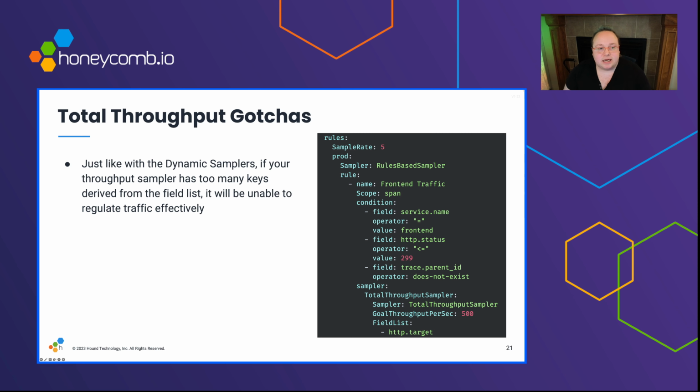Because just like with the dynamic samplers, if you have too many keys, you're not going to have enough traffic going through to even hit the goal throughput per second limiter that you're putting in place in the total throughput sampler. So if you set it to say 500 traces per second, but each of your keys is only getting 200 traces per second, you're not going to sample anything because you're under your throughput threshold.